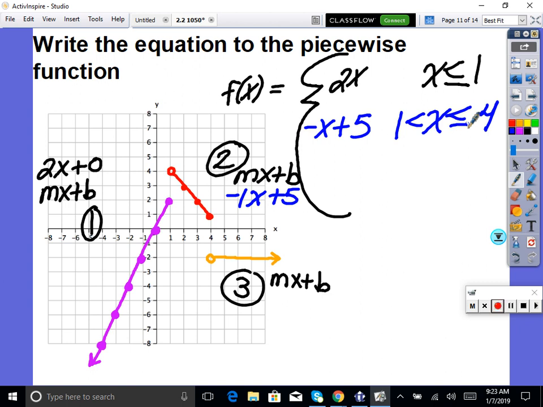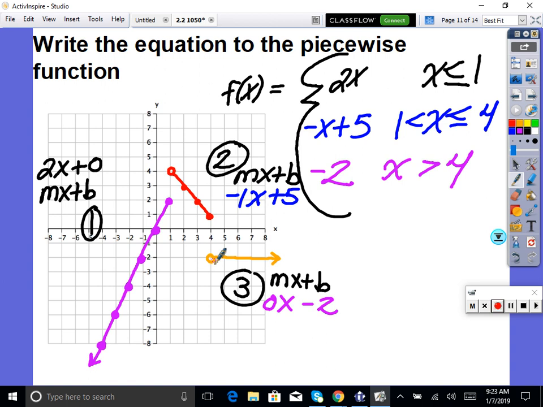Okay, moving on to our third equation here. We have a y-intercept of -2, correct? And isn't it a 0 slope? Look, 0x minus 2. So wouldn't that just be -2? All right, and then we're keeping that for x values greater than 4, and then it's an open circle, so not including 4.